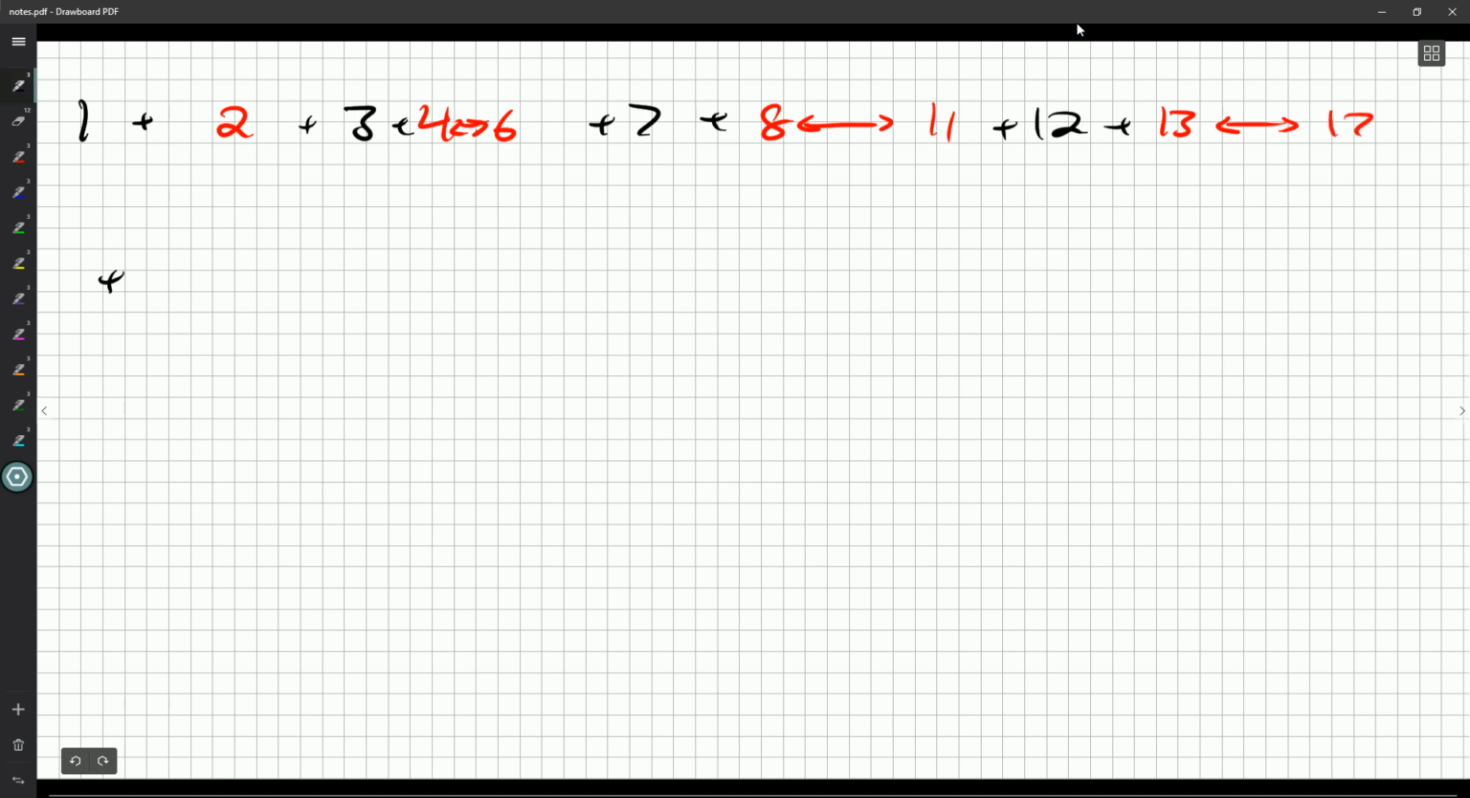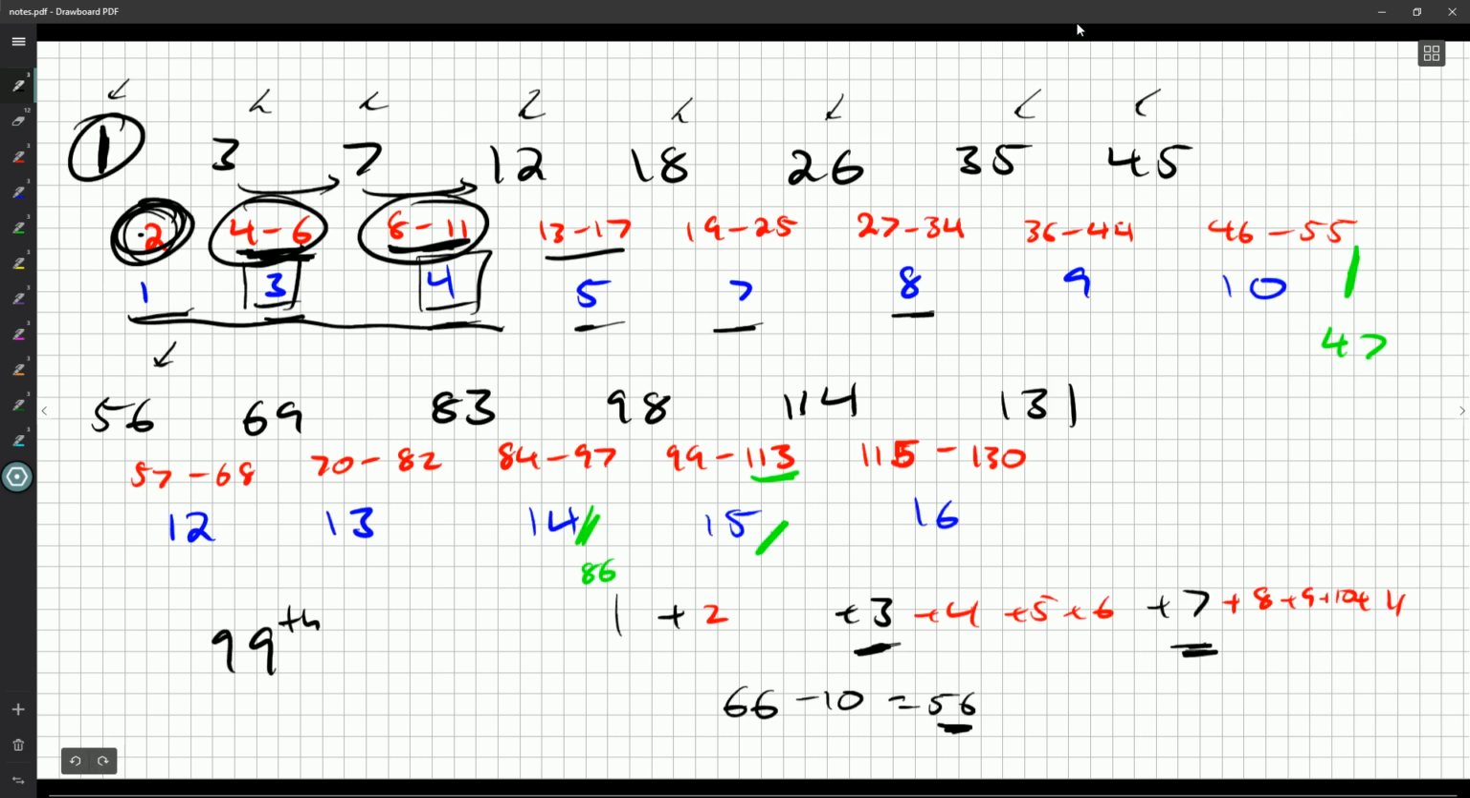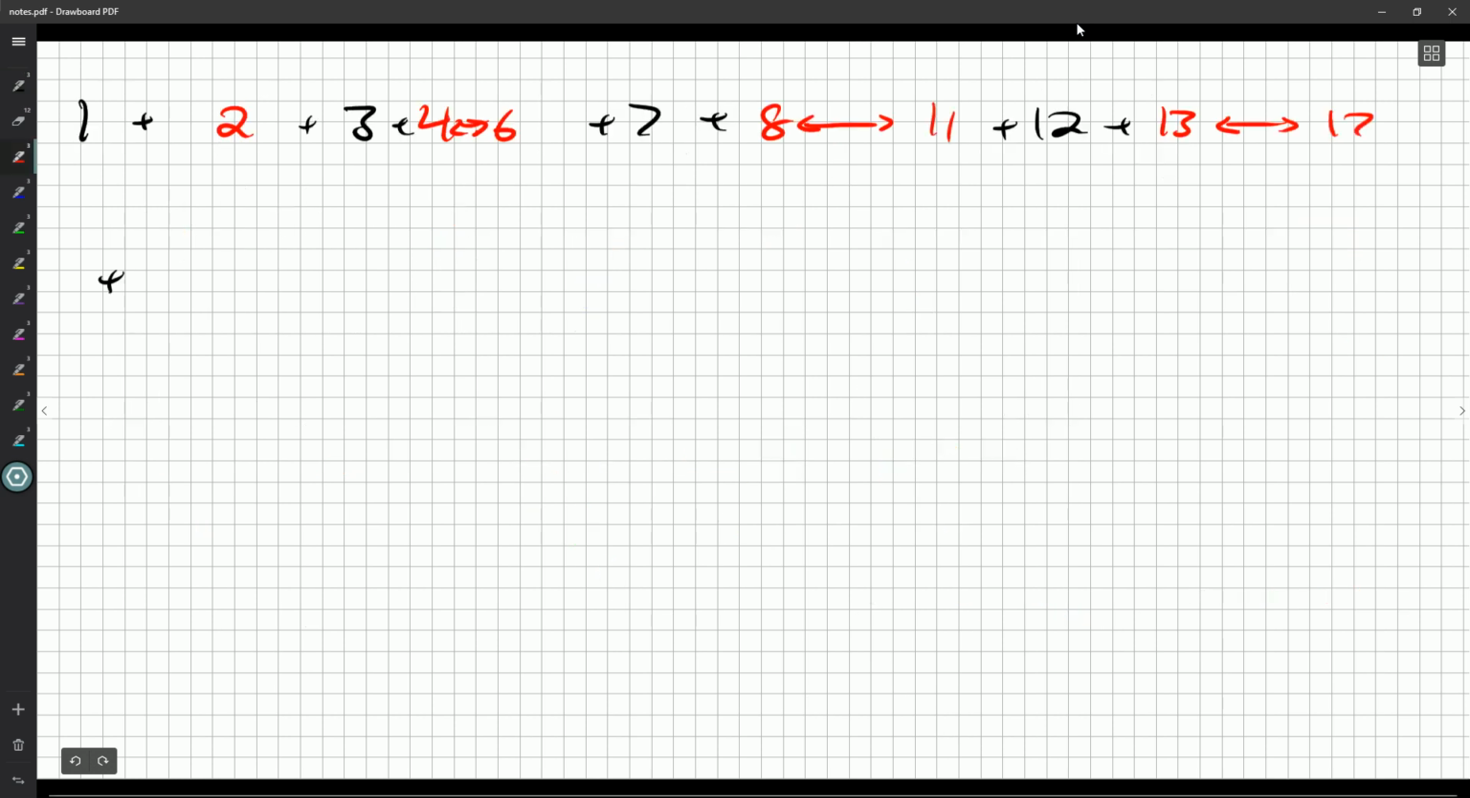Now, what do we need to go up to? So I don't need 101 numbers added on. I need 3 less of those. I need 98 numbers added on. So from 100, I don't need 113. I don't need 112, and I don't need 111. So I'll add up to 110.